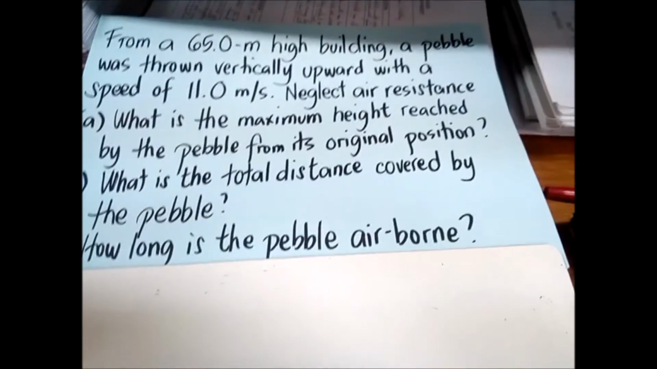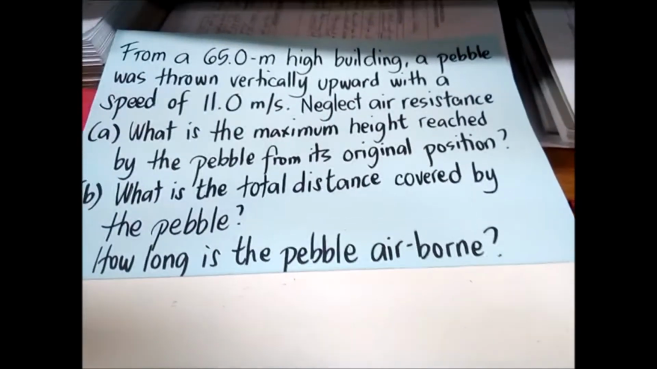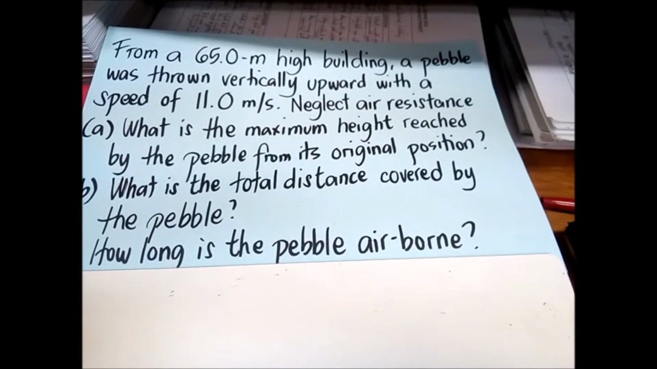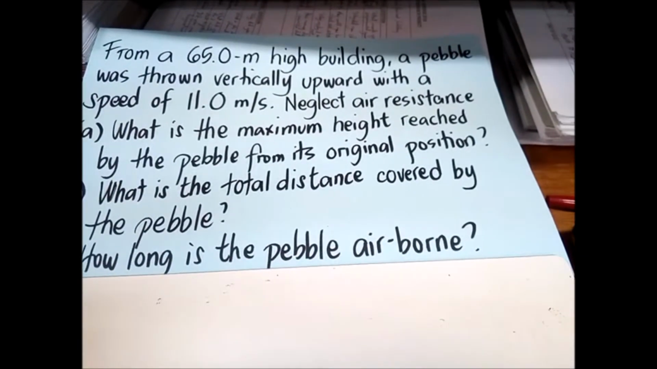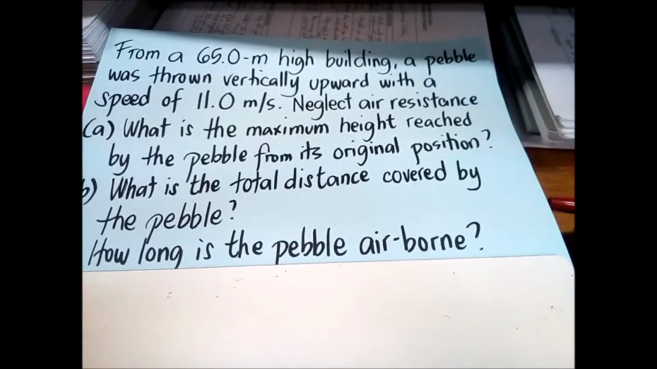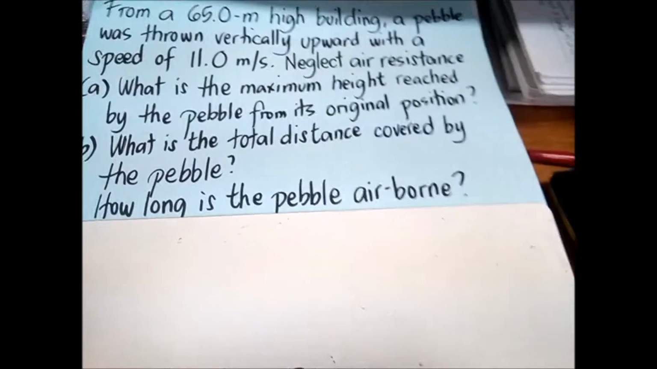Problem on free fall. From a 65-meter high building, a pebble was thrown vertically upward with a speed of 11.0 meters per second. Neglect air resistance. What is the maximum height reached by the pebble from its original position? Letter B, what is the total distance covered by the pebble? And letter C, how long is the pebble airborne?